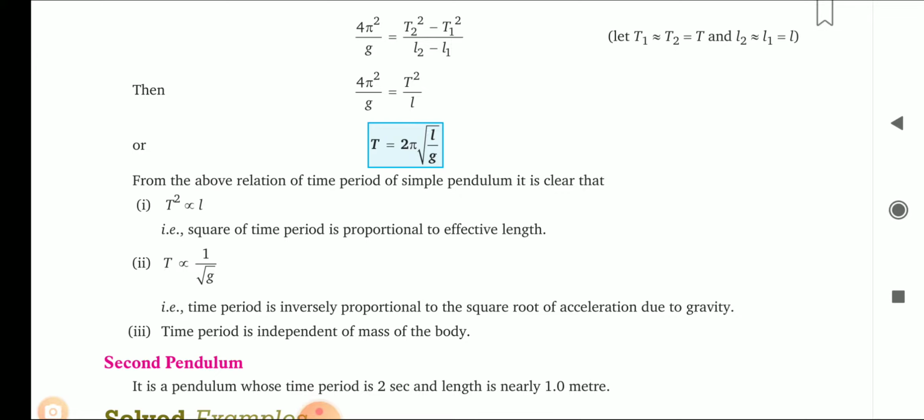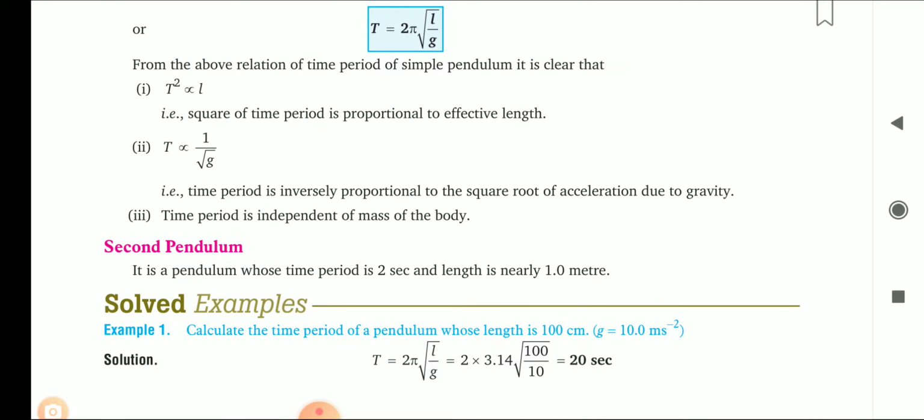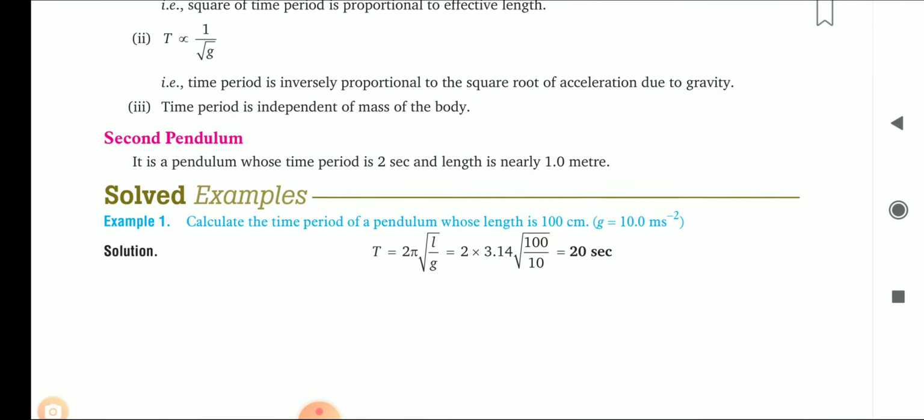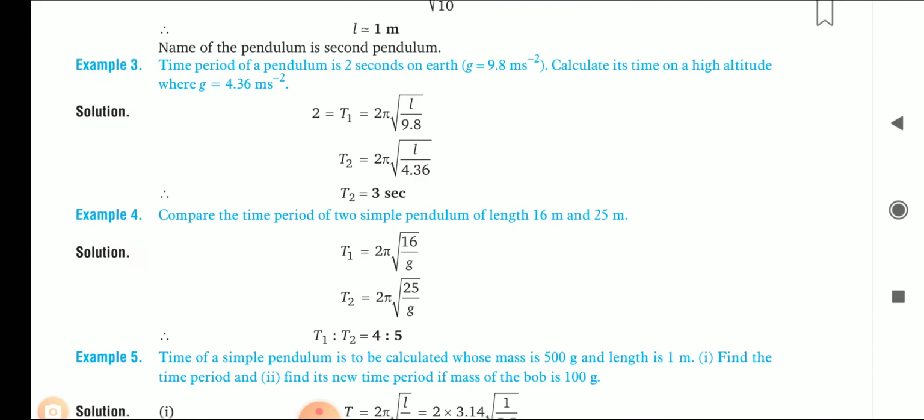That means you should remember one thing, that the time period of a simple pendulum is directly proportional to the square root of the length, and inversely proportional to the square root of the acceleration due to gravity. And one more thing is there, that is the second pendulum. The second pendulum is a pendulum whose time period is 2 seconds and length is nearly 1 meter. Some simple numericals are there based on this, so you can solve those.